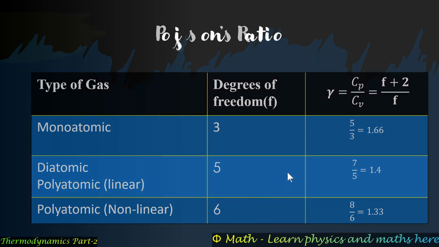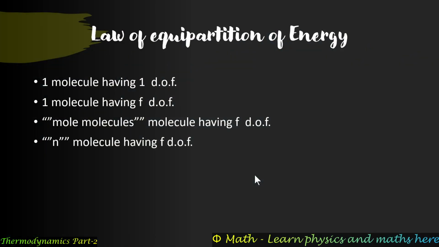Okay, moving on to the law of equipartition of energy. This says that each molecule has half kT energy in each degree of freedom. Now here we know that an ideal gas has only kinetic energy and no potential energy. So one molecule having 1 degree of freedom would have U equal to half kT. We know this. Now multiplying with F on both sides, having F degrees of freedom, U is equal to F by 2 kT.